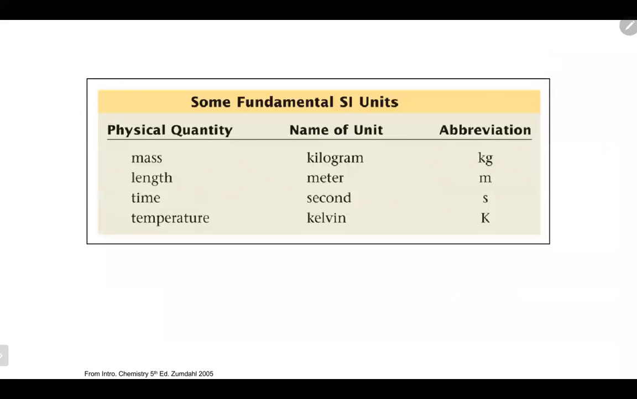So here are some common units for different quantities. You should be familiar with some of these. Mass is the kilogram. As we will see, we use variations of that. We use grams a lot, milligrams a lot, but the kilogram is the standard unit. Length is the meter. Also, we use different versions of it, like centimeters, millimeters, kilometers. The time is seconds, and temperature.